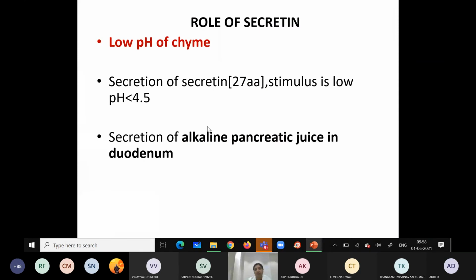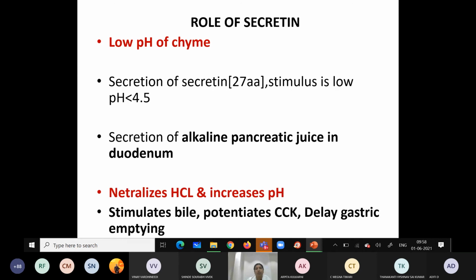Now the role of secretin: it is stimulated whenever the pH of the chyme is less, that is when it is below 4.5, meaning acidic chyme entering from the stomach. It contains 27 amino acids, and it helps in the secretion of highly alkaline pancreatic juice. So its main aim is to neutralize HCl, right. Apart from alkaline pancreatic juice, the other functions of secretin are that it stimulates bile, potentiates CCK, and delays gastric emptying. A very important function is the delaying of gastric emptying.